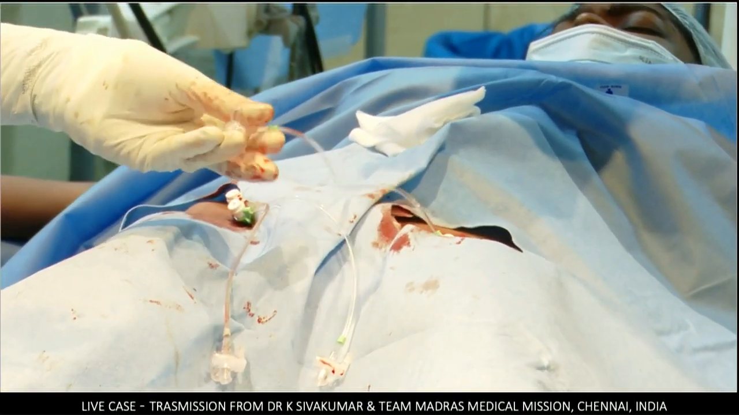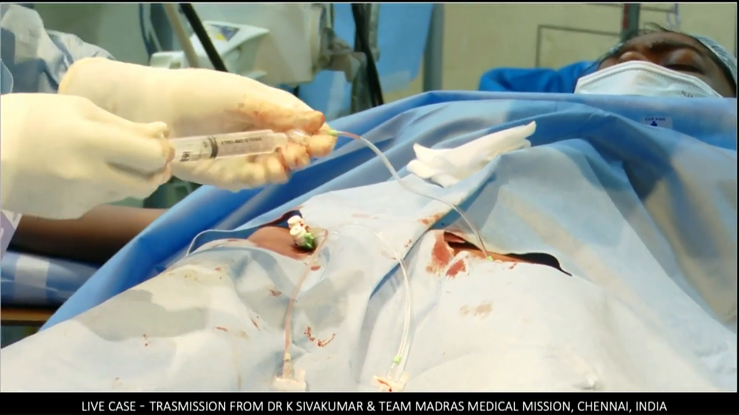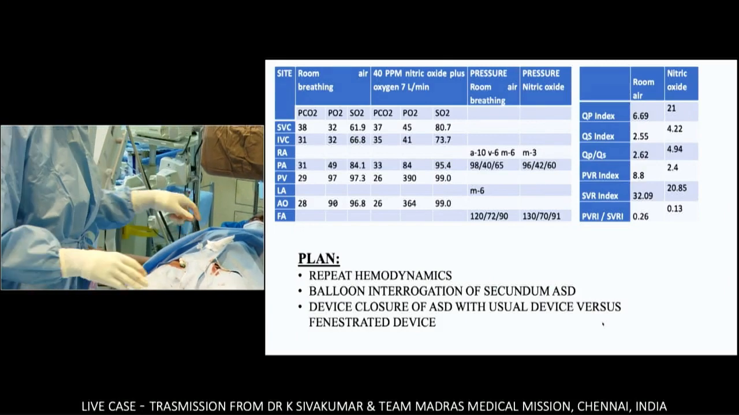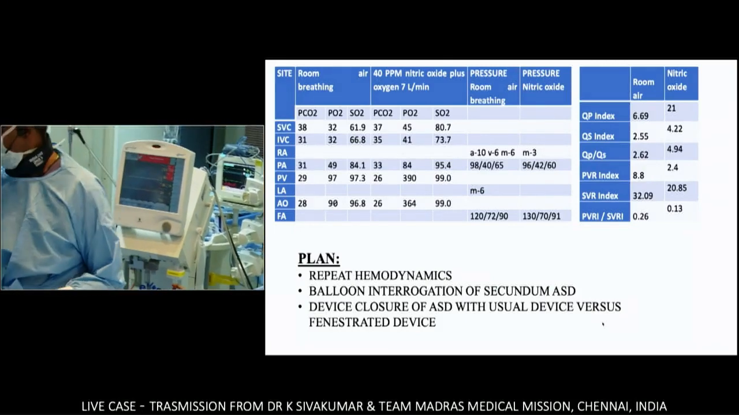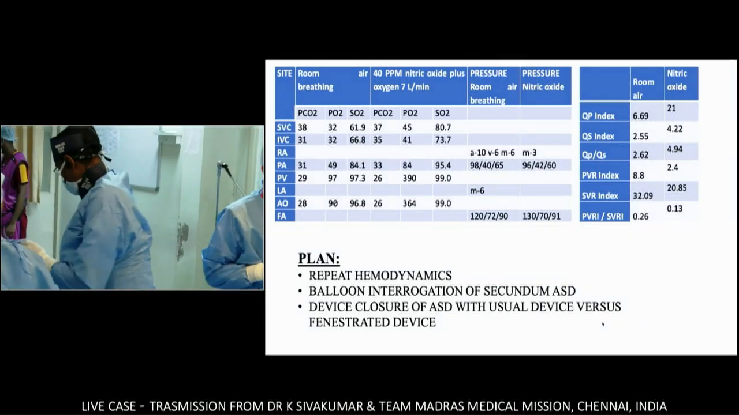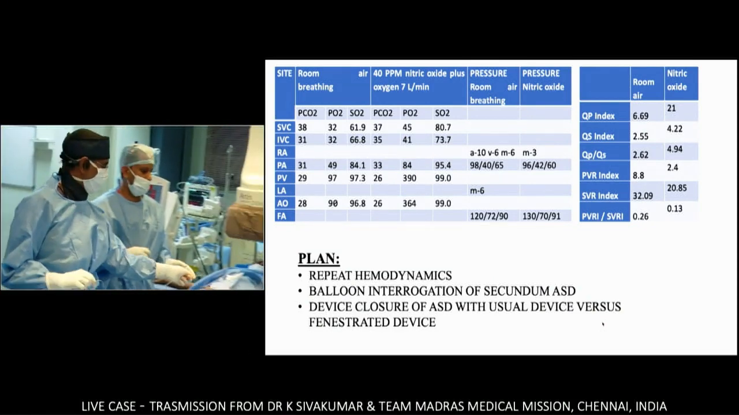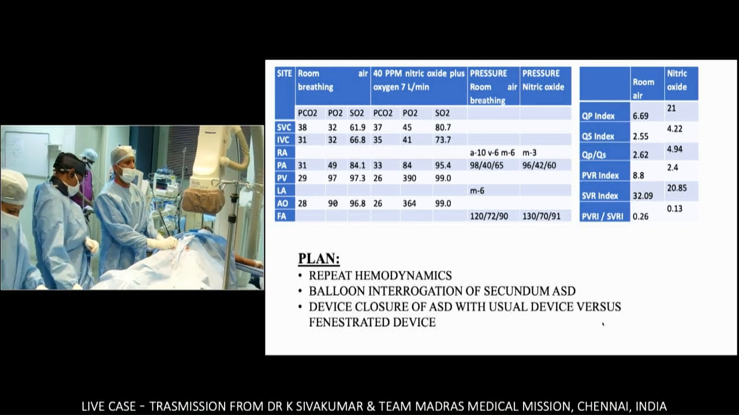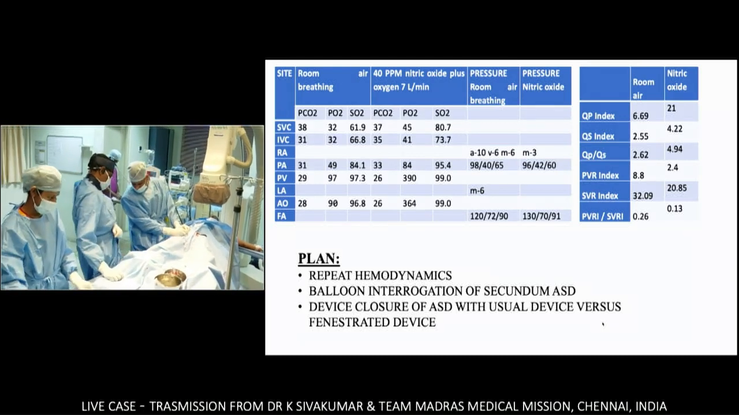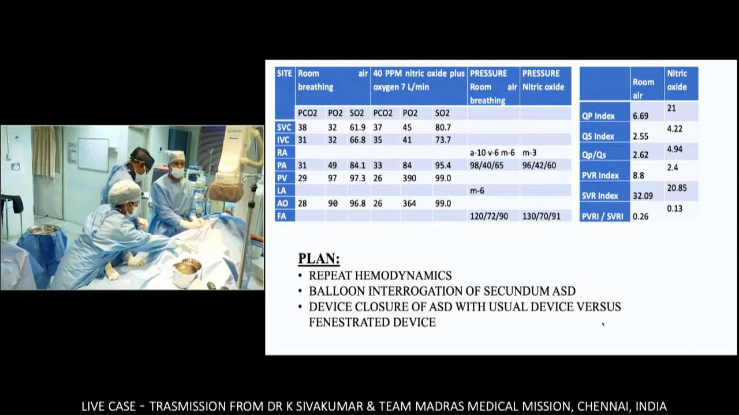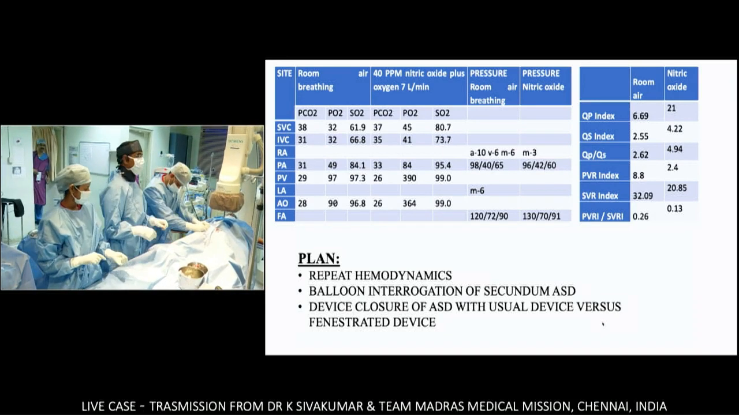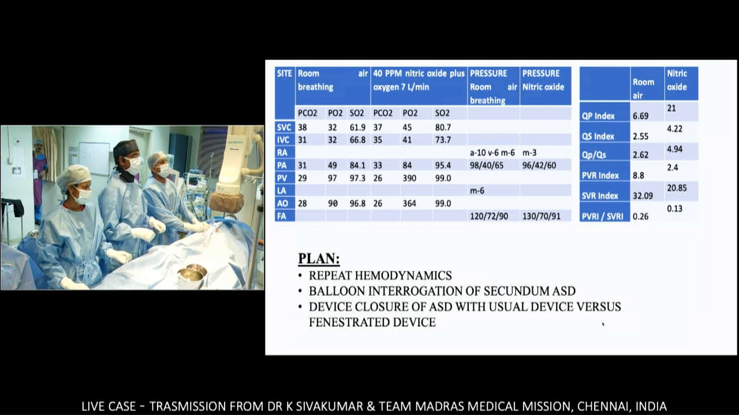Okay. Now, you are concerned about this data. Sorry? So what would you do? I would have tried occluding at the same time when we gave nitric oxide and see if balloon occlusion will drop the pulmonary artery pressure at all. Because PVR alone, I wouldn't close this ASD unless the pulmonary artery pressure drops. If the pulmonary artery pressure does not drop, then I would not close the ASD.